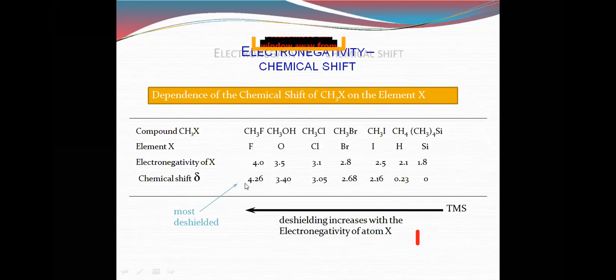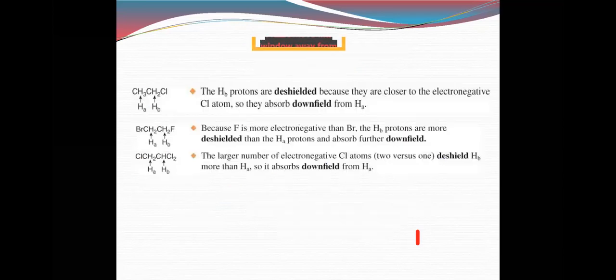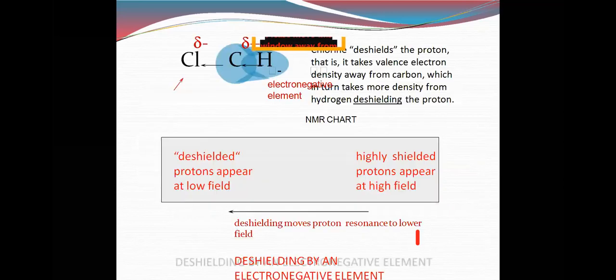So the chemical shift will be highest for fluorine, and zero for silicon, that is tetramethylsilicon, so this is the TMS. This is the most shielded one, and CH3F will be the most deshielded, meaning highest chemical shift. I have discussed that with you, so I'm not going into deshielding again.